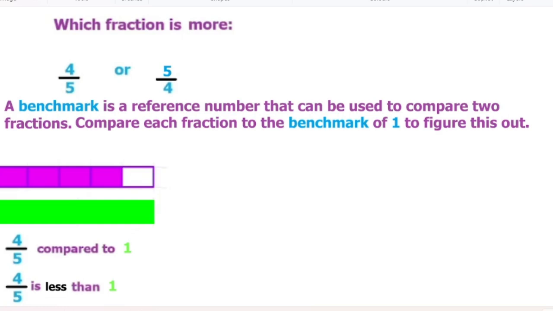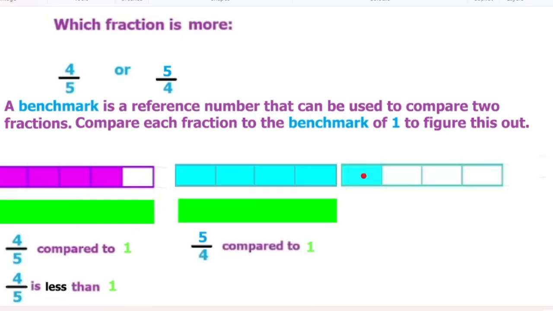So this is 1, 2, 3, 4, 5, and over 4. So it's out of 4 pieces. So when we compare that to 1, this is how this looks. Here's 1. So now we can say that we know for sure that 5 over 4 is greater than 1, right? So because there's this many shaded pieces and this is 1, right?